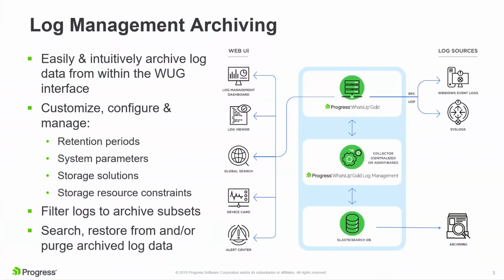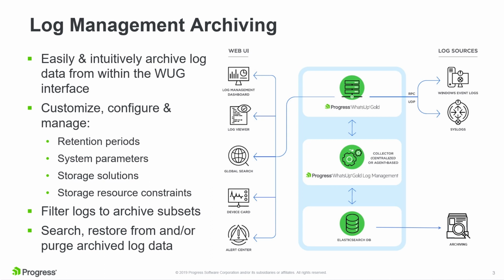And we'll start with log management archiving. As you may recall, in WhatsUp Gold 2021, we added a log management functionality to WhatsUp Gold. And this architecture diagram is actually very similar to the last one. You can see at the bottom right, we've simply added an archiving functionality to the existing Elasticsearch database where all the logs are stored. What this is going to do is allow you to very easily archive log data that's in your WhatsUp Gold interface and put it wherever you'd like.